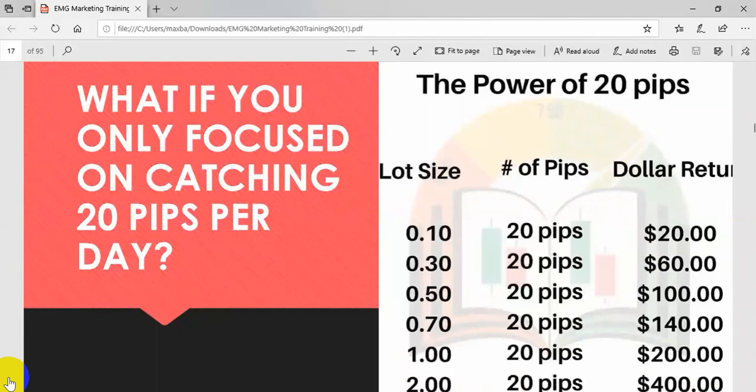Now, don't get me wrong. I like to look at the Forex market like flavors. There's 30, 40, 50 different flavors. There's different ways to trade. There's swing trading. There's intraday trading. There's scalping. This is a scalping technique. This is in and out. Okay? Now, I do it in a strategic way so that I make the most of my time, right? When I'm on these charts. But what if you only focused on catching 20 pips, guys?